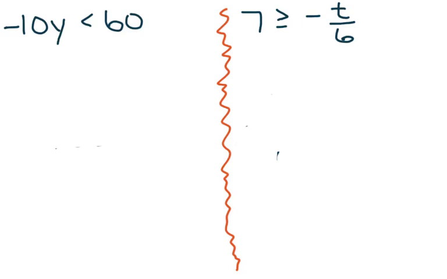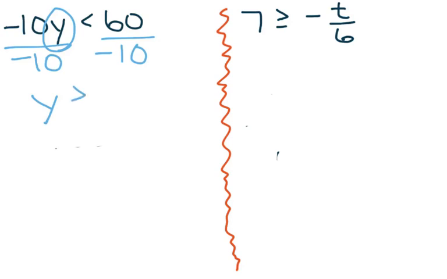Let's practice this. You've got the problem negative 10y is less than 60. To isolate that y, you've got to get it by itself. What are you going to do? Divide by negative 10. As soon as you divide by a negative 10 on both sides, what are you going to do? You're right. You're going to flip that sign. So when you write it, you're going to say y, since I divided by a negative 10, I need to change the direction. So now y is going to be greater than 60 divided by negative 10, which is negative 6, because a positive divided by a negative is a negative.